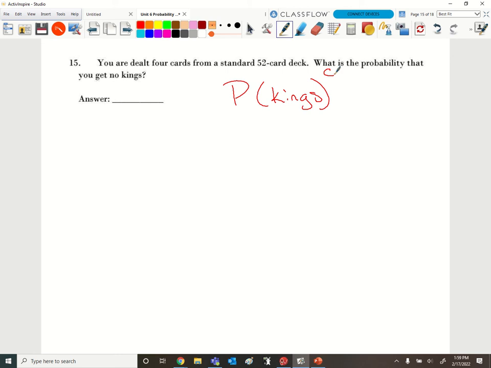And what's that? The complement. So how many kings were there? 4. So the complement to 4 would be 48 out of 52. There we go. All right, how many cards are we getting dealt? 4 cards. So let's do it again. But now, since I just dealt you a card that was not a king, how many not kings are left? 47. And what's the total? 51.